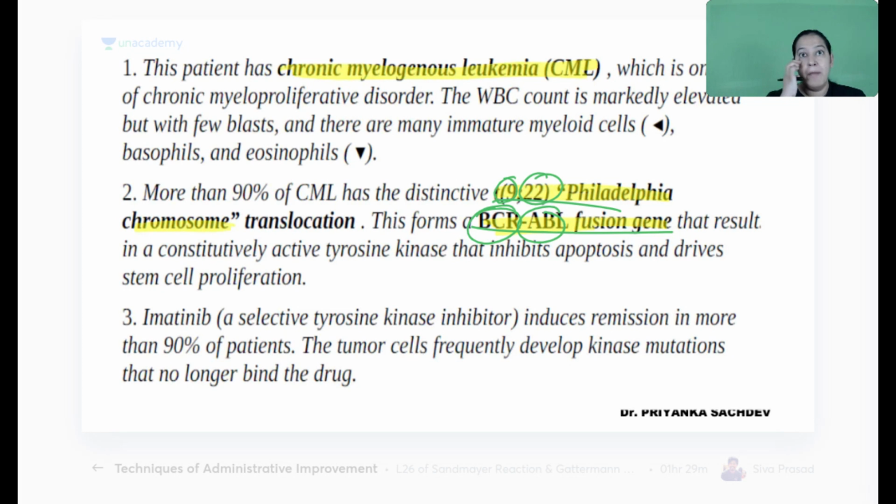So there is an exchange. Because of the exchange, 9 will give its ABL to 22. On 22, BCR was already present, so the ABL-BCR fusion is formed on 22. And 22 is known as the Philadelphia chromosome.